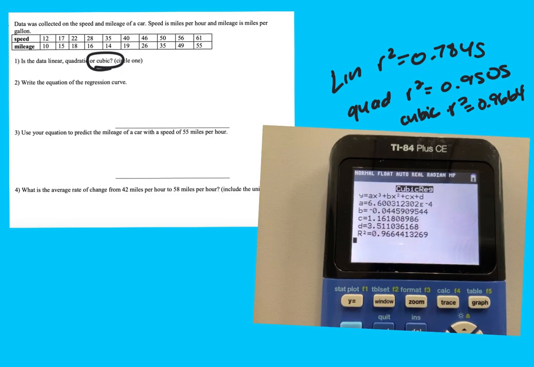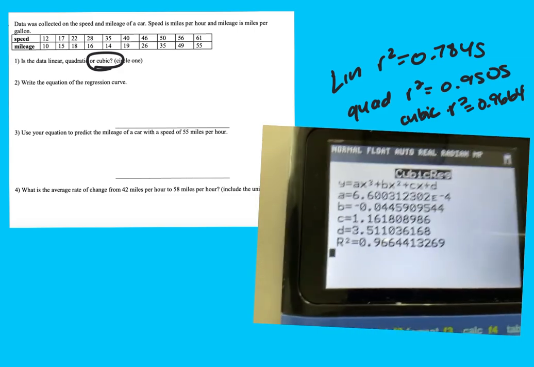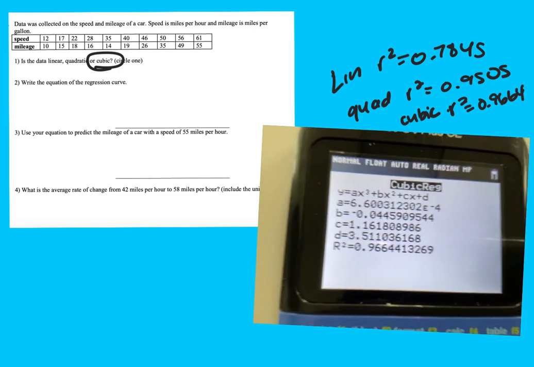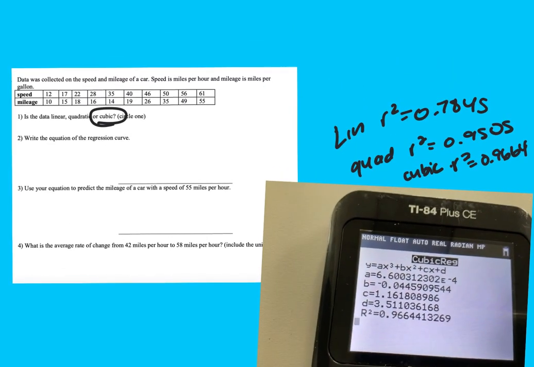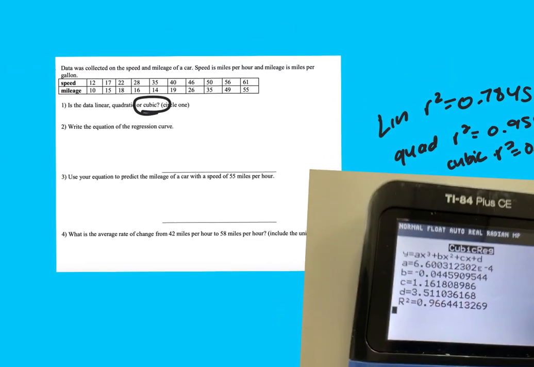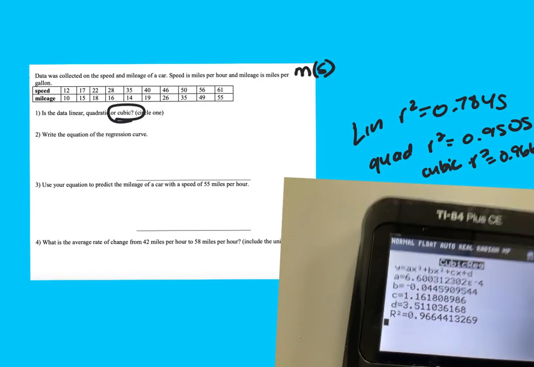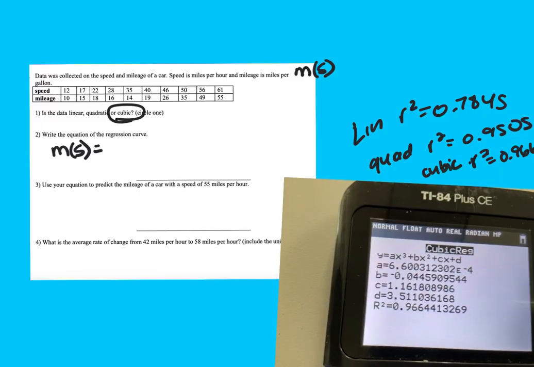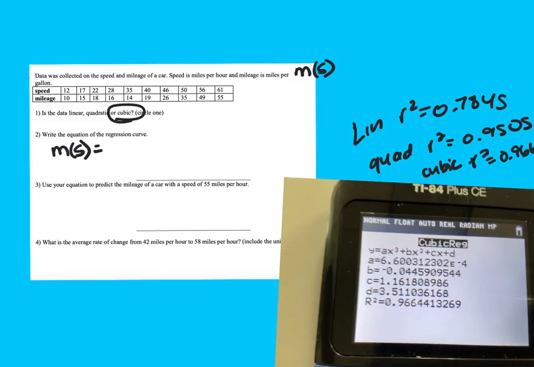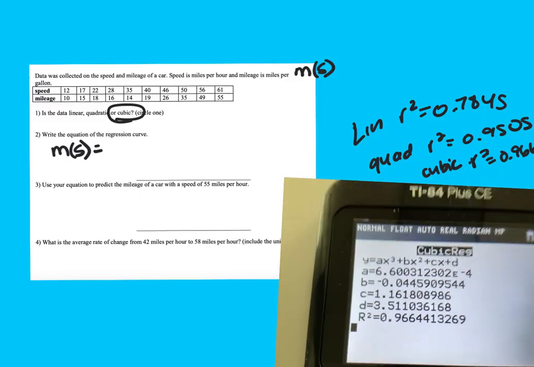Then it says write the equation of the regression curve. So if you pay attention to what's in this, it doesn't say, like, if it had said function notation up here, if it had said M of S, then I would use that, M of S equals. If it doesn't say it, I don't care if you put y equals or f of x equals, it doesn't matter, okay? What matters is what follows this.